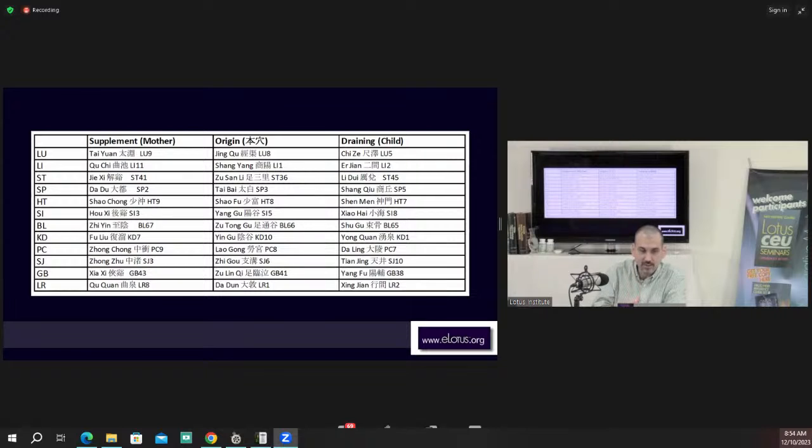That's the same phase. So lung 8 is metal on metal. Large intestine 1 is metal on metal. Stomach 36 is earth on earth. Spleen 3, earth on earth, etc. down the line. Get the idea? That's also going to become important when we're looking at how we are understanding points. All right, that's the real quick review of how we're looking at the 5 phases in terms of specific acupuncture points on the distal extremities.